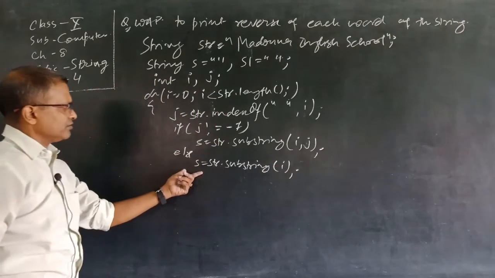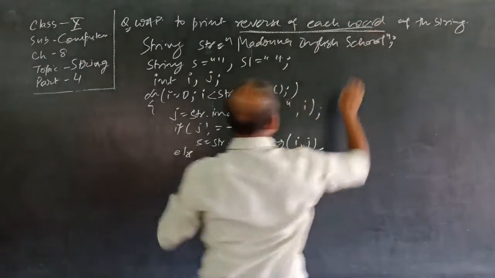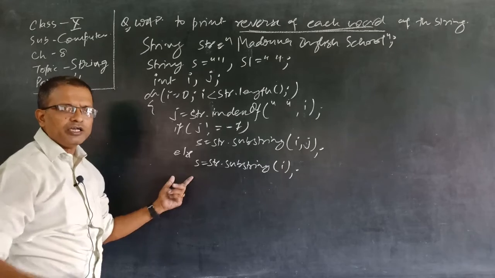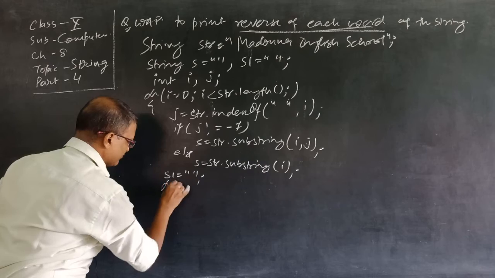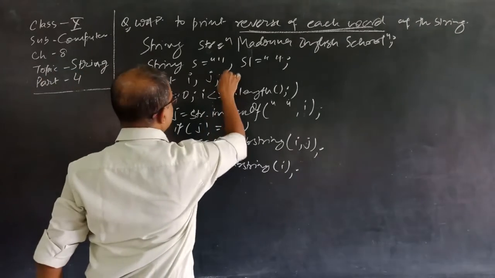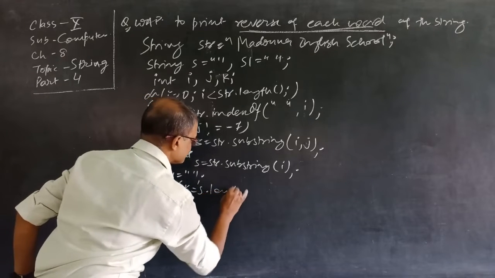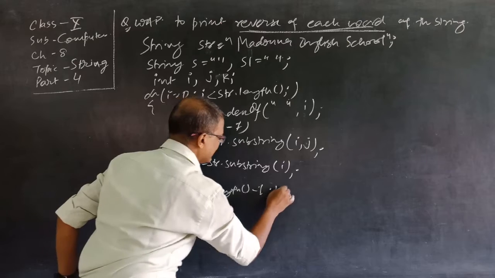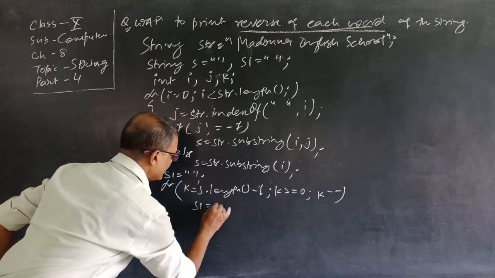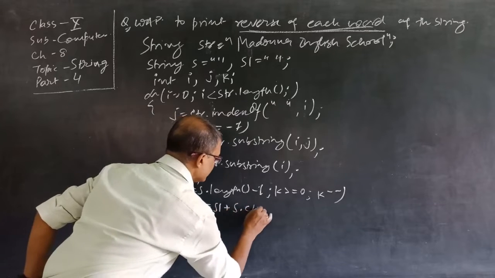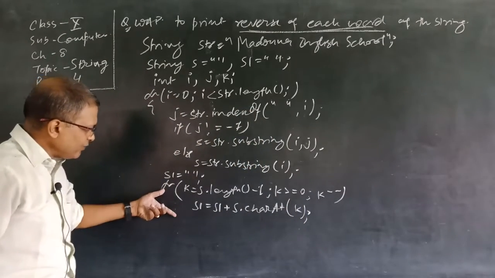After getting each word, what does the question say? Reverse of each word. Reverse of each word means after getting the word, you have to print the reverse. So each time, s1 equal to blank, apply the reverse loop. Let us declare one more variable, suppose k equal to s.length() - 1, k greater than or equal to 0 and k--, s1 equal to s1 plus s.charAt(k). This loop will give you the reverse.